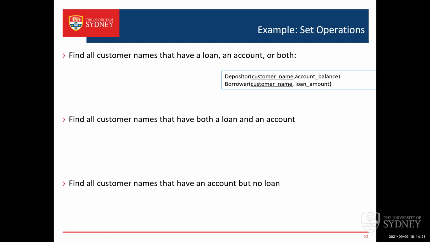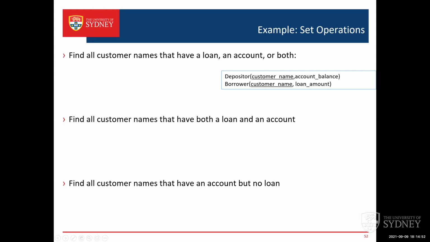Let's have a look at these set operations. Let's say we have these 2 tables, borrower and depositor. Here we have customer name and account balance, and in this table, we have customer name and loan amount. Depositor means who have a bank account, so they deposit the money. Borrower means who has a loan from that bank. So find all the customer names that have a loan, an account, or both.